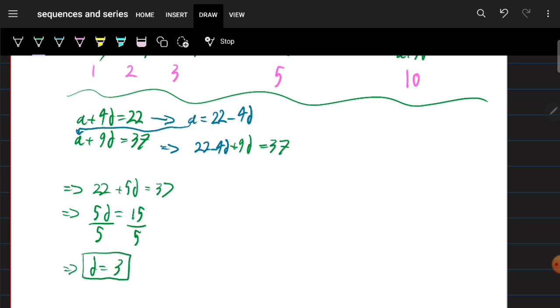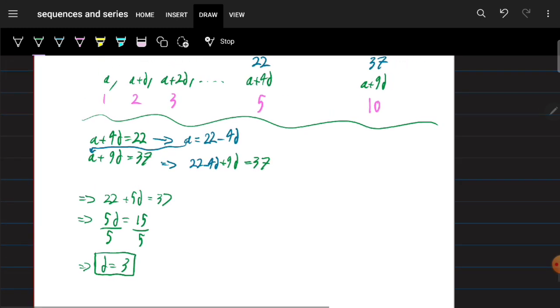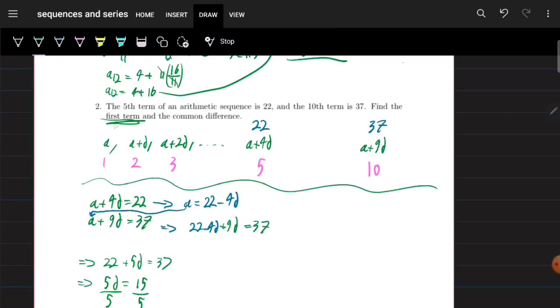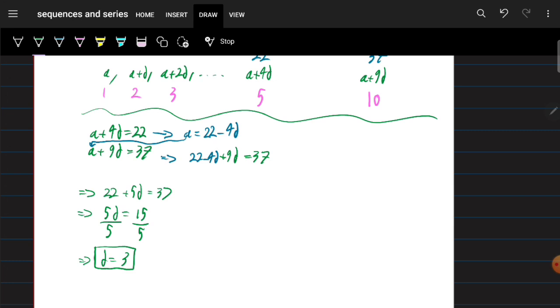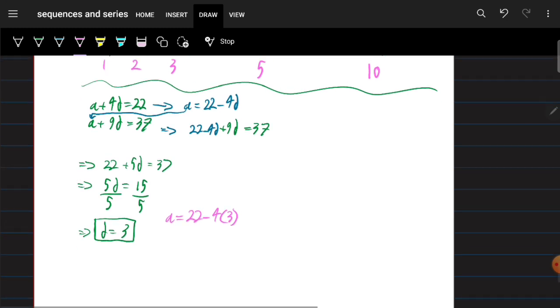So our common difference is 3. How can we find our first term, A, which they also asked for? Well, we can simply plug this back into this equation, or this equation, or this equation. All of them will give us the same answer. So I'll plug it into this guy. So we have that A is equal to 22 minus 4 times common difference, which is 3. So we get A is equal to 22 minus 12, which gives us A equals 10.